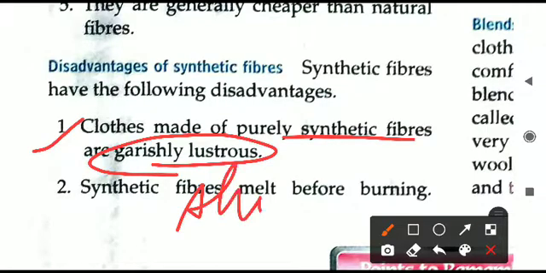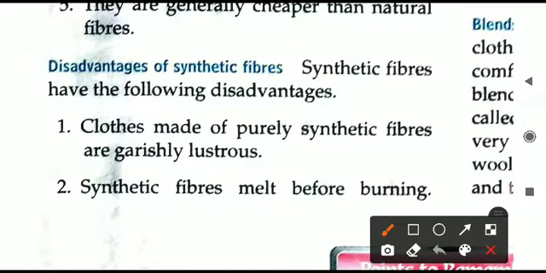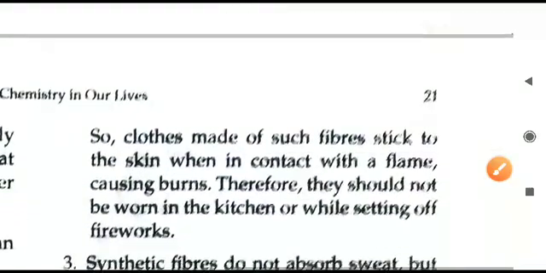Garishly lustrous means they have a shine over them. So they are shiny clothes. Generally they are lustrous. That is one of the disadvantages here. Next is they melt before burning. Synthetic fiber can easily melt.